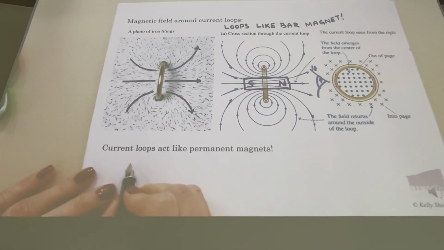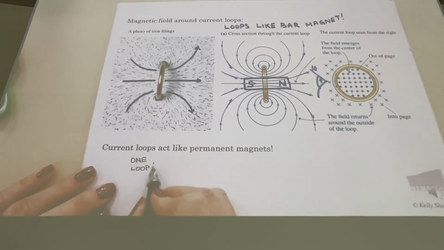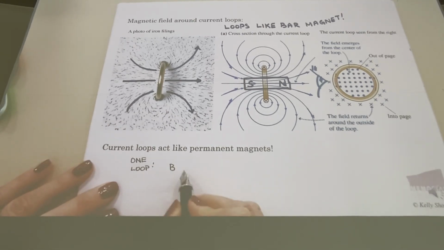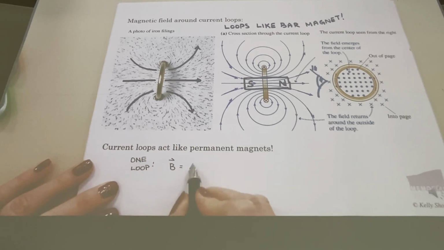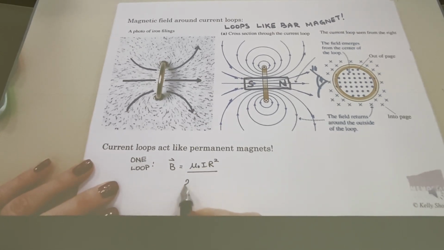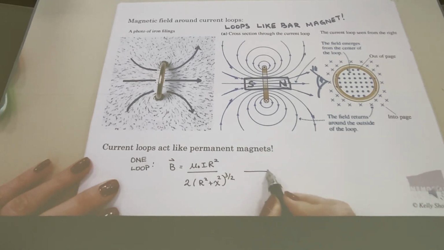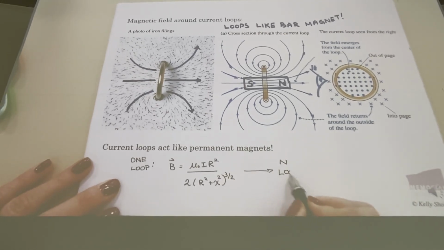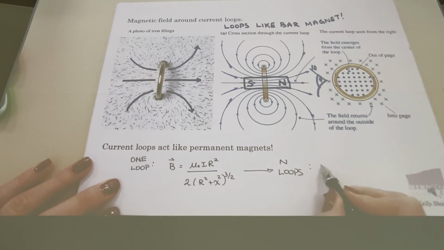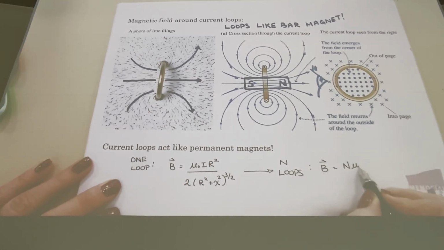If we have a single loop, that was the calculation we just did, B on axis is mu naught I times pi times r squared divided by 2 times (r squared plus x squared) to the 3 over 2. That's for a single loop. If we have n loops, because you rarely have just one loop, your total magnetic field would just be n times that number. So you get one field for every loop.